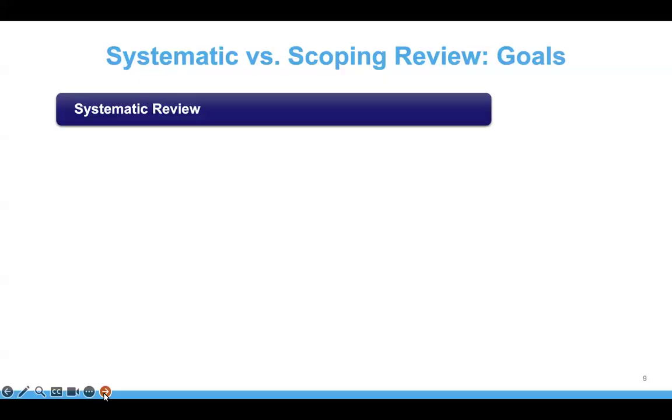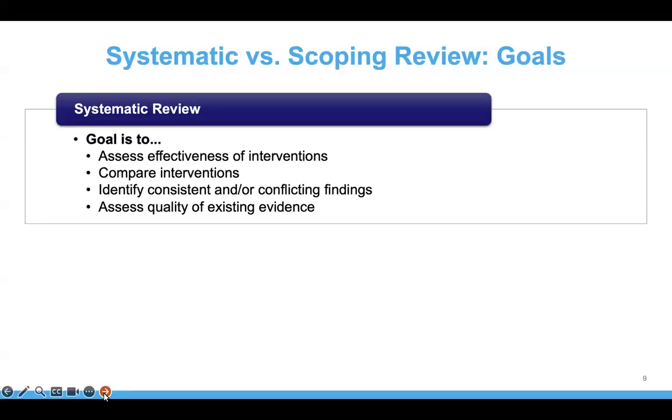Starting off with systematic reviews again, the goal is to assess effectiveness of an intervention on a particular outcome or comparing interventions. So for example, is drug A more effective than drug B? Identify consistent and or conflicting findings, assessing quality of existing evidence. And it's not included here, but another big part of systematic reviews as well is informing clinical decision-making and recommendations.